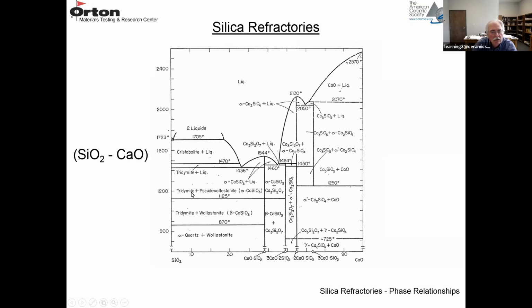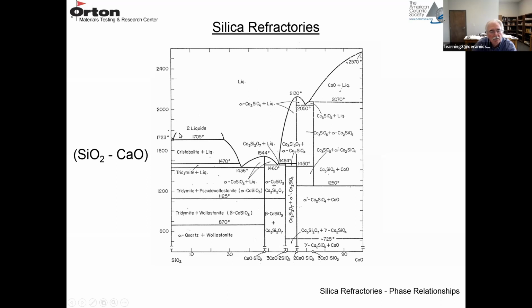Here you have tridymite and the wollastonite again. And then when you hit 1436, right here, you now have this two-phase liquid. So you're forming liquid right here, and you can use the lever rule to figure out the percent. And I think I mentioned it was 8% over here. And then when you hit 1470 degrees C, you now have cristobalite in liquid. And then as you get up here to 1705 degrees C, above that point, you'll have complete liquid.